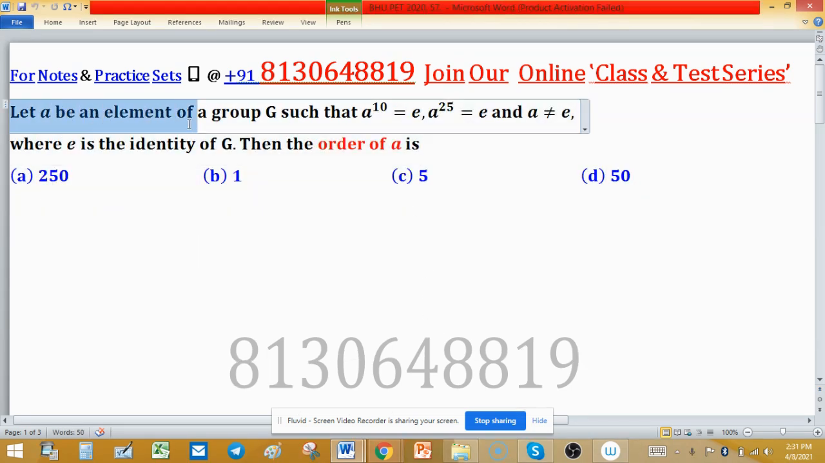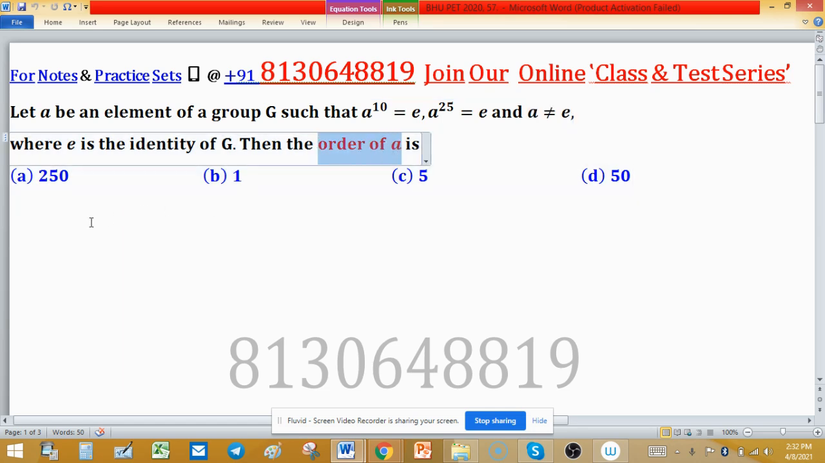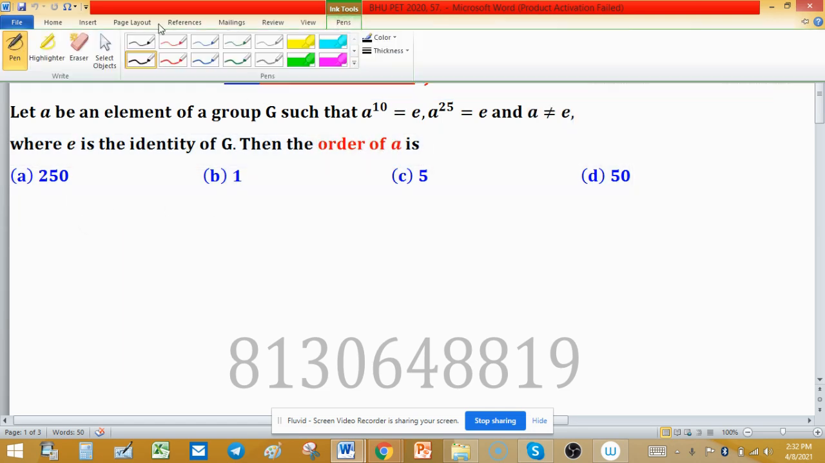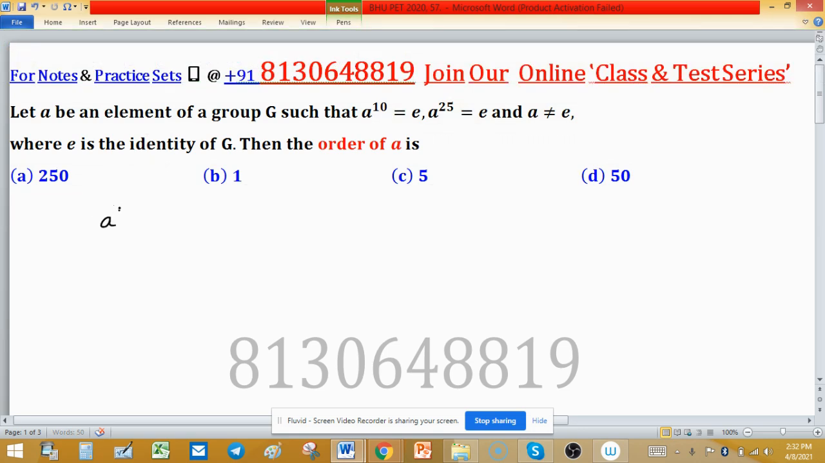Let A be an element of a group G such that A raised to the power 10 is identity and A raised to the power 25 is also identity, and A is a non-identity element. Then the order of element A is? As given, A raised to the power 10 is identity. It means that the order of A is less than or equal to 10. Also, the order of A divides 10.